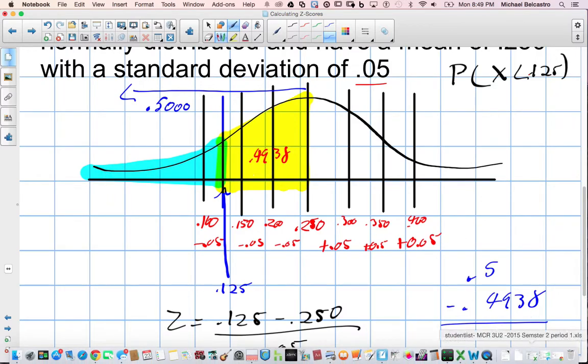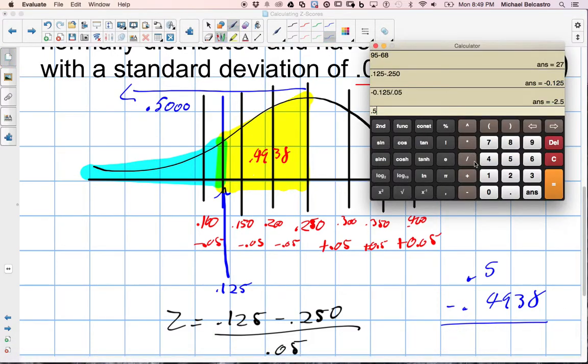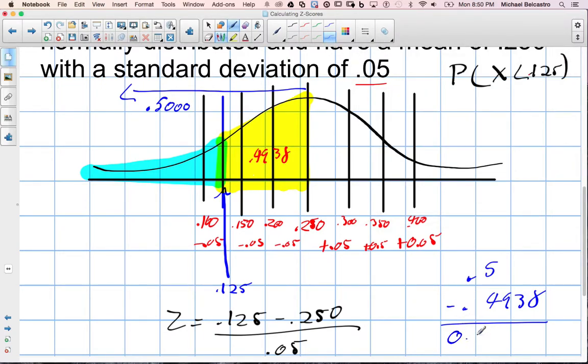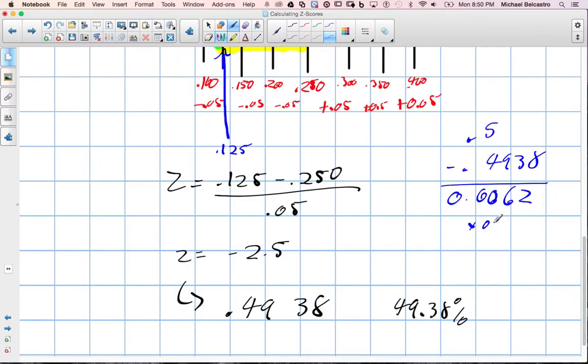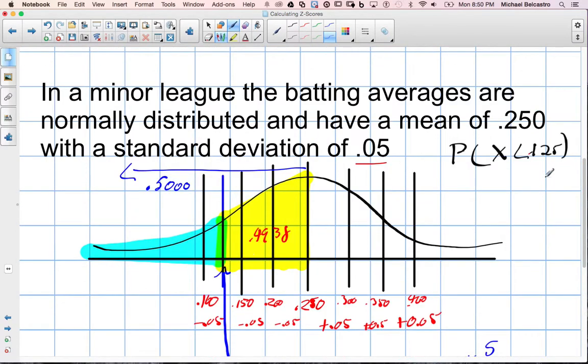So we get our calculator, 0.5 subtract 0.4938, and we get 0.0062. And remember, I told you these can be multiplied by 100 to find percentages. So I multiply by 100, and that would actually equal a percentage of 0.62%. That's what that percentage would be. The likelihood that you bat less than this is 0.62%, not even a full percentage.